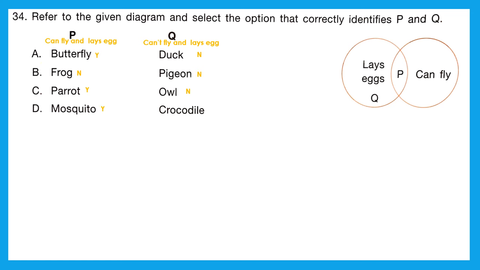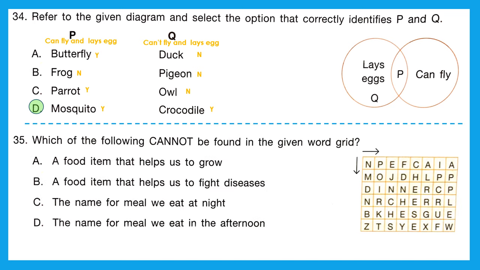Let's see the option D, mosquito. Yes, mosquito can fly and lays eggs also. So it is the right fit for P. Under Q we have crocodile. Crocodile cannot fly and they also lay eggs. So it is the right fit for Q. We have got our correct option. Option D is the correct option.